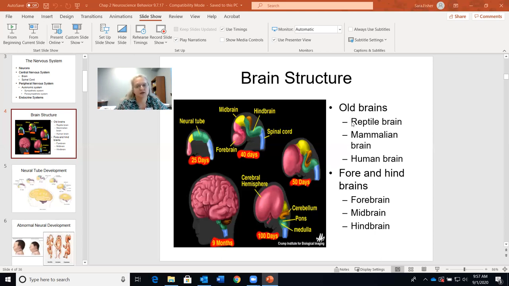So the reptilian brain, the mammalian brain, and the human brain. And this analogy helps us keep them separated in terms of what the structures do, what the functions are. The idea is that these animals, reptiles, mammals, and humans, have increasingly more sophisticated brain processes. The reptilian brain is fairly simple and fairly small. The mammalian brain is a bit more sophisticated, and the human brain is even more sophisticated.